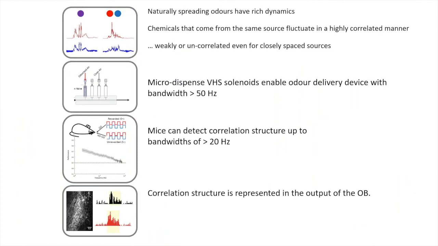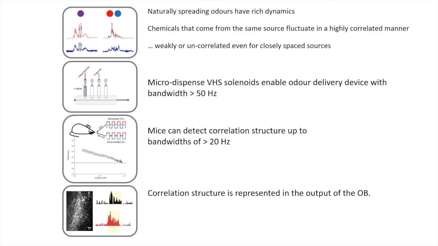So overall, to conclude, what we see from our interrogation is that naturally occurring odor has rich temporal dynamics. Chemicals that come from the same source are highly correlated, while those from different sources are uncorrelated or completely anti-correlated. We use microdispense high-speed valves with which we can deliver odors at very high frequency, up to 50 Hz. When we present these correlated or anti-correlated stimuli to mice, we see that mice can actually discriminate correlated from anti-correlated stimuli beyond the sniff frequency, at least around 20-25 Hz.